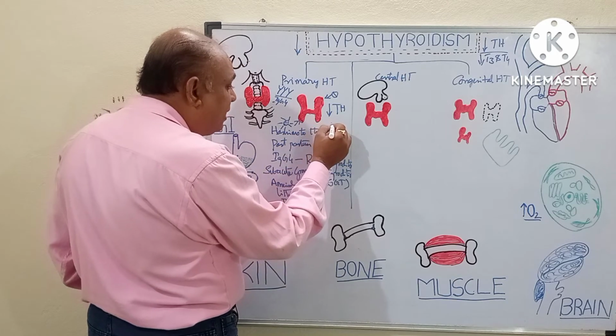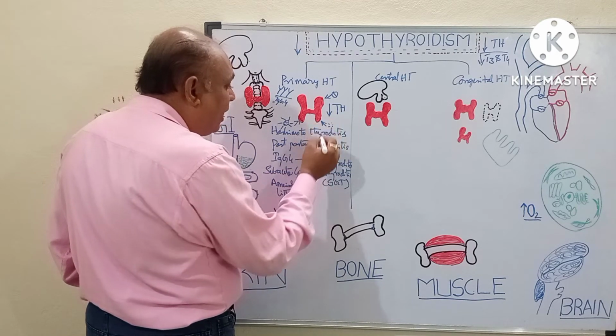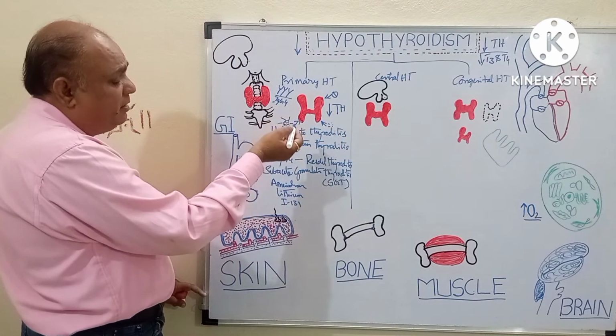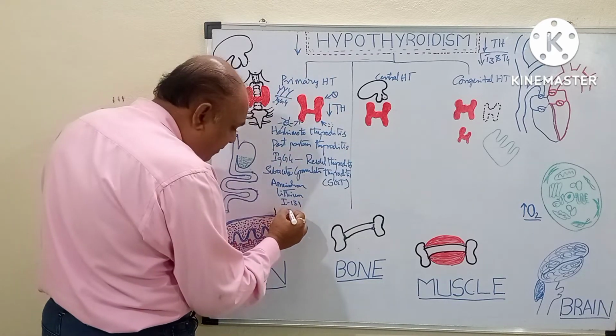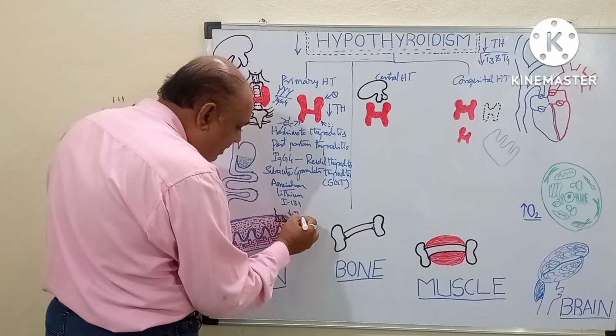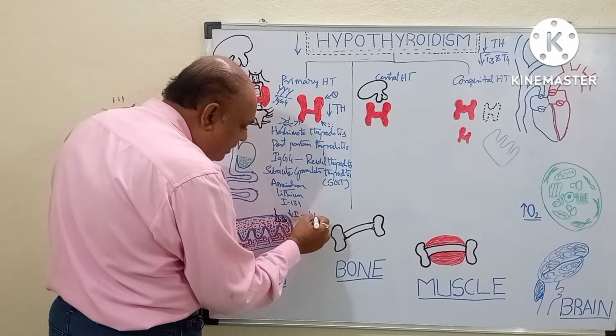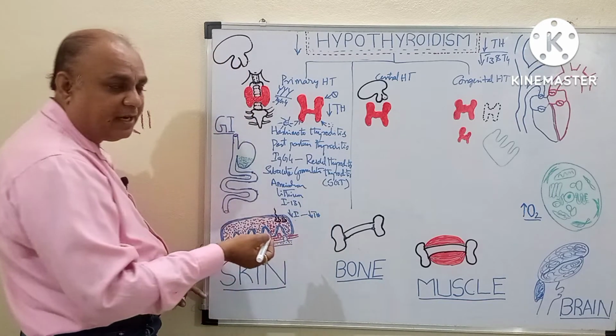Apart from this, iodine is also a primary reason for hypothyroidism, where if you have low levels of iodine, that leads to low levels of thyroid hormone secretion.